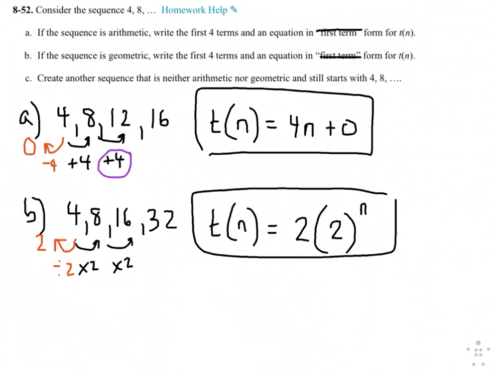And C says, create another sequence that is neither arithmetic nor geometric and still starts with 4, 8. Okay, this could be anything, right? I mean, 4, 8, 9, 11, right? Anything, right? Because we're not multiplying, we're not adding to get that.